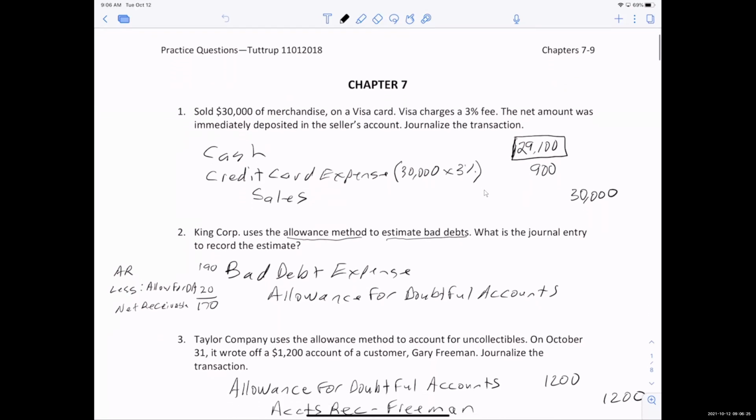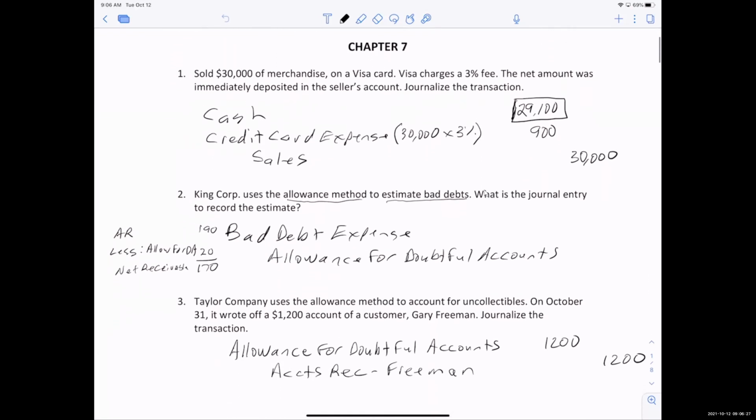The greater majority of chapter 7 is on accounts receivable and notes receivable. And so, anytime that we extend credit to our customers, we know that some customers are going to stiff us money, right? So we're going to have bad debts. And in time, we're going to write off their accounts receivable because we're not going to collect.